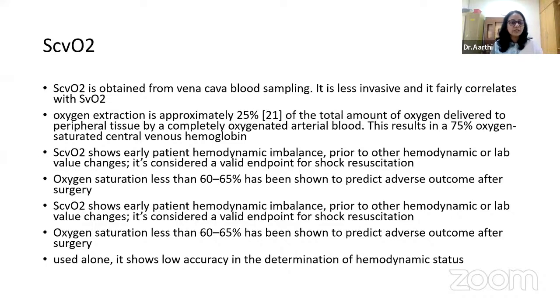So the central venous oxygen saturation shows patient hemodynamic imbalance earlier than other hemodynamic or lab value changes, and it is considered a valid endpoint for shock resuscitation. Oxygen saturation less than 60 to 65% has been shown to predict adverse outcomes. And mixed and central venous oxygen saturations show early hemodynamic imbalance. So it alone helps determine the hemodynamic status.